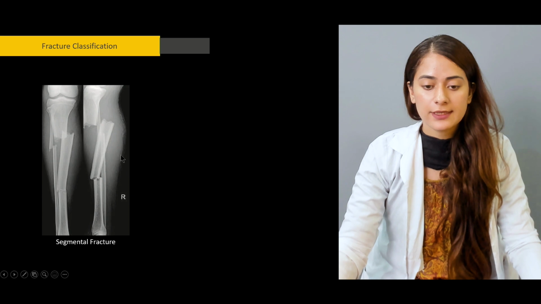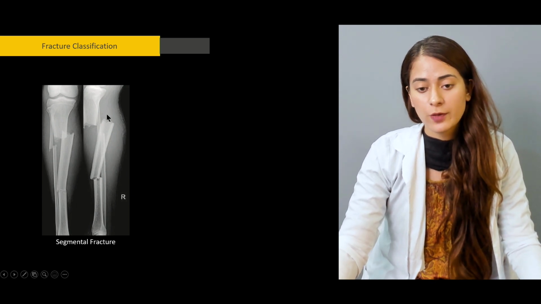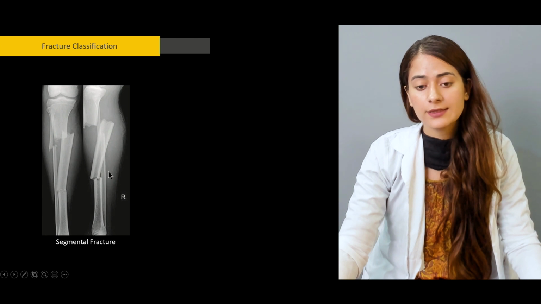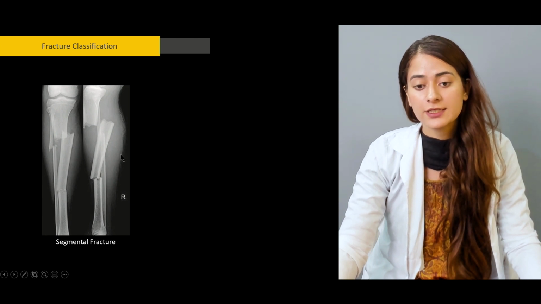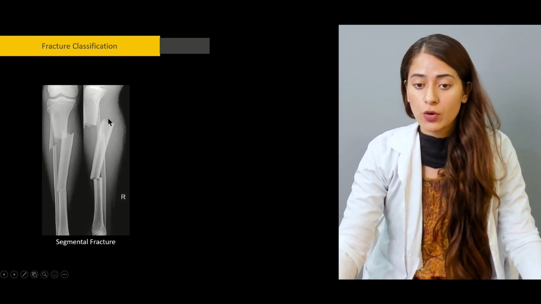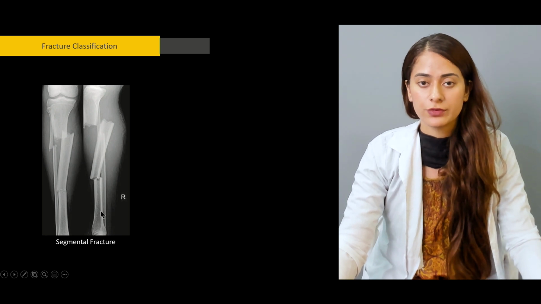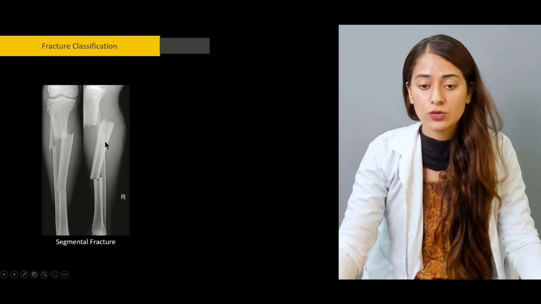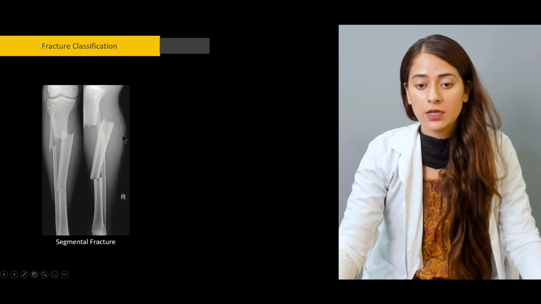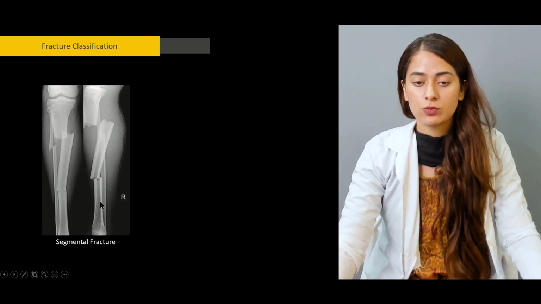This here is a radiograph showing the segmental fracture. A segmental fracture is when the fracture is such that an entire segment of the bone is now not in continuation with the rest of the bone. So this entire segment is no longer in continuation with the entire shaft of the long bone.